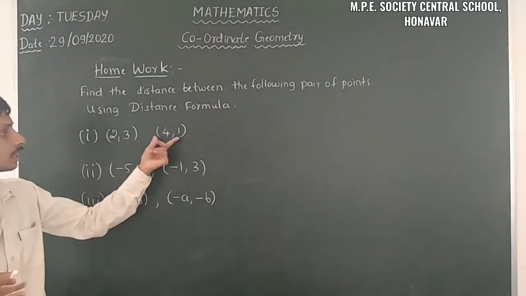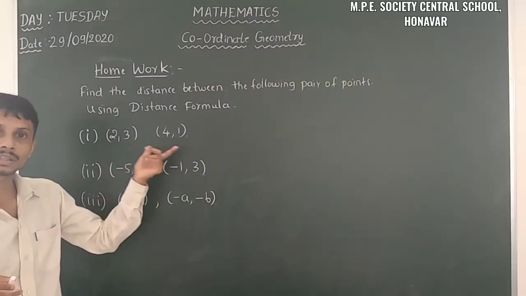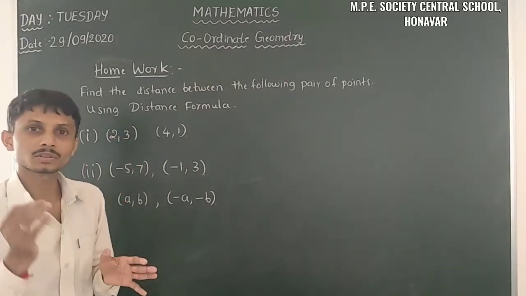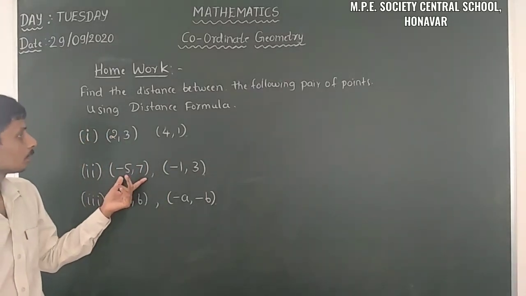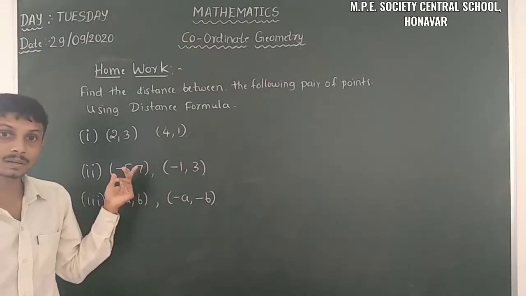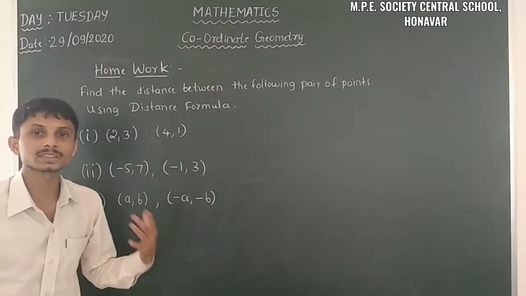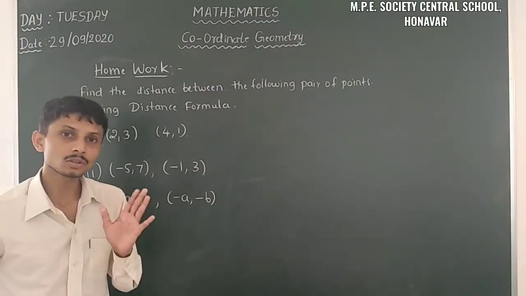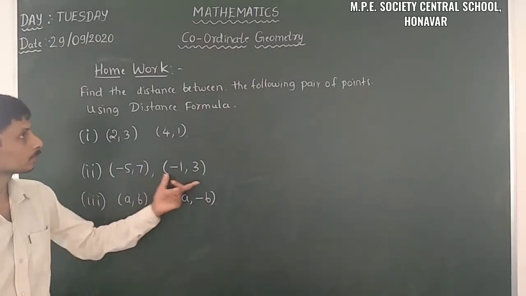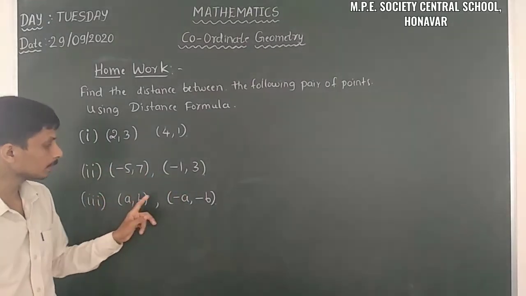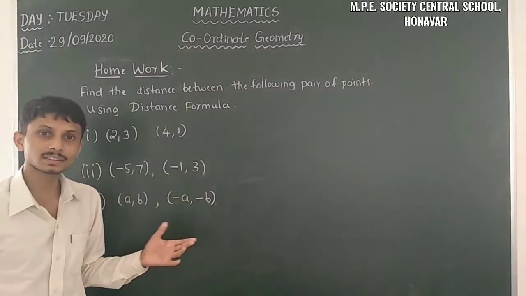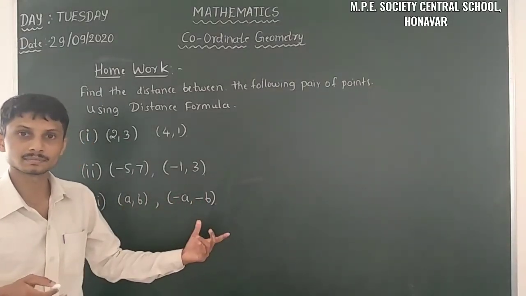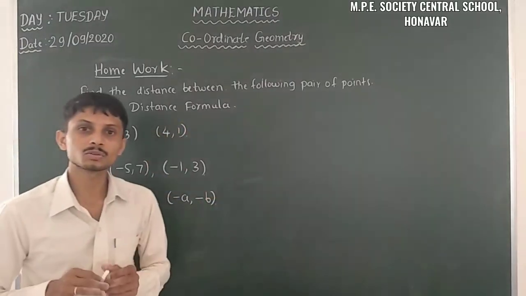Firstly, 2, 3 and 4, 1. The coordinates are already given. So that is x1, y1, x2, y2. Substitute into this formula and get the result. Then 5 comma minus 5 and 7 comma minus 1... and 3. Here minus signs are there, so be aware of the sign. Don't neglect the sign and don't disturb the sign. From that you have to find out the distance between those two pairs of points. Then a comma b and minus a comma minus b, here it turns into another formula when we have coordinates like this. So these are the homework you have to do at home.